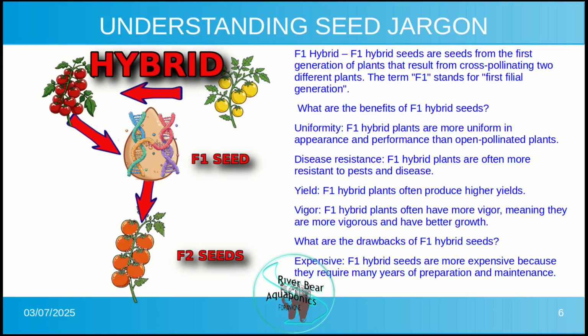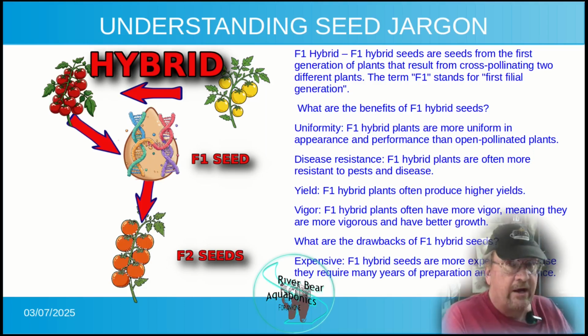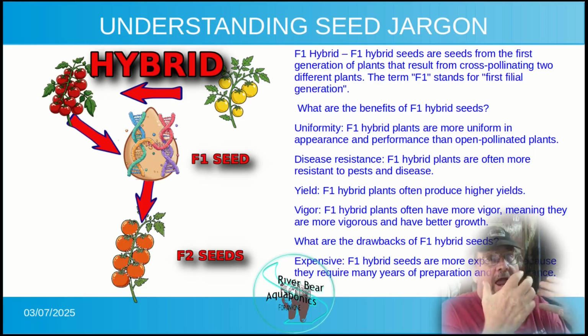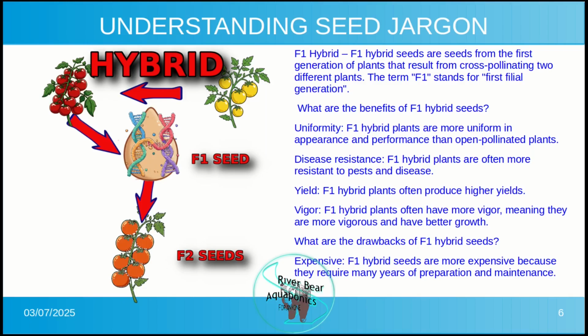The first generation of the seeds is called an F1 seed. What are the benefits? They're more uniform and outperform open pollinated plants. They usually have better disease resistance. The yields are often higher. The plants grow more vigorously. One of the big drawbacks to hybrid seeds is they tend to be more expensive, and if you're trying to save your seeds, they're not usually going to develop the same plant over again.